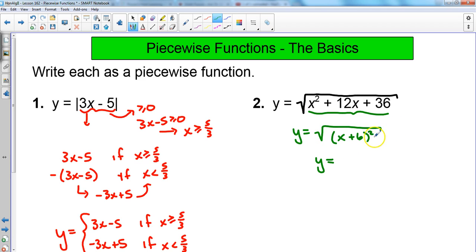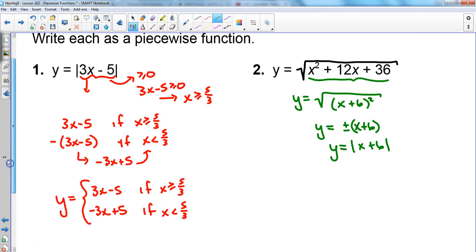Anytime you take a square root, the square root is going to undo a power of 2, but you get the positive and the negative version of that thing. Or in other words, that's just the definition of absolute value. So the square root of a square is the absolute value of x plus 6, or whatever the argument is. And so I want to write this as a piecewise function. I know that inside my argument, that's got to be greater than or equal to 0 for the one case. So go ahead and take that: x plus 6 greater than or equal to 0. X better be greater than or equal to negative 6 if I'm going to get the first case.